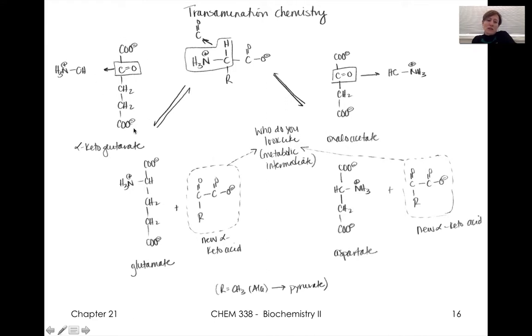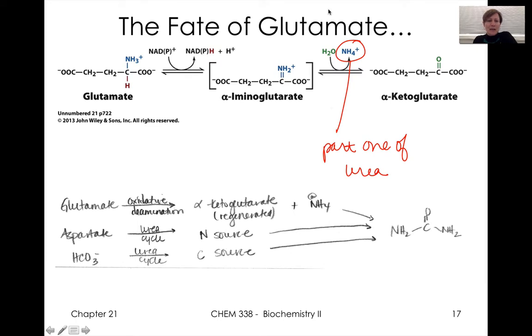Remember, alpha ketoglutarate is an alpha keto acid. Same thing with doing chemistry with oxaloacetate. And so we have these new alpha keto acids, and depending on who they look like will determine ultimately how they're metabolized. So we'll get into some of those details in our activity. But if you have funneled yourself to glutamic acid and become glutamate, oxidative deamination is going to be your fate.